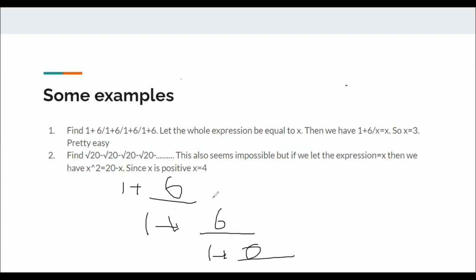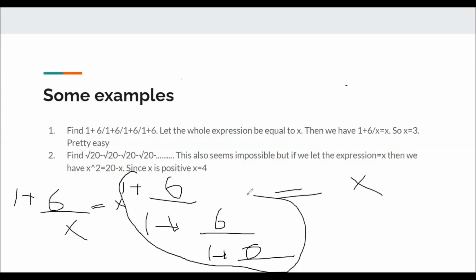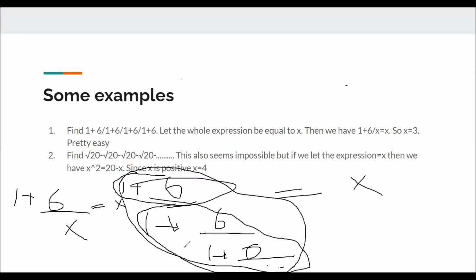So you're like, oh, how will I sum this, right? If you let this whole expression equal x, then what you notice is that this is 1 plus 6 over x is equal to x. Since this goes on forever, this expression is essentially the same as this. It's 1 plus 6 over this, 1 plus 6 over this, 1 plus 6 over this.